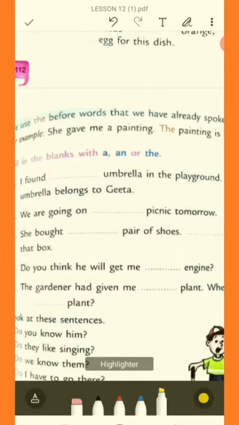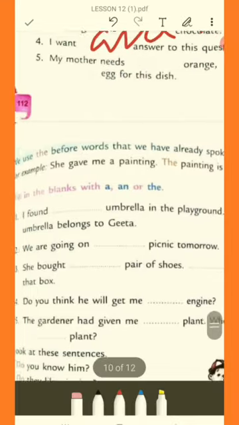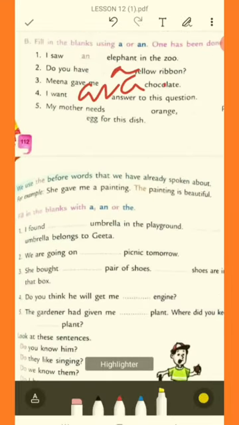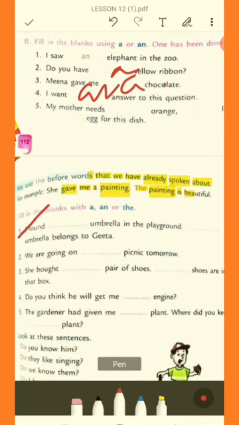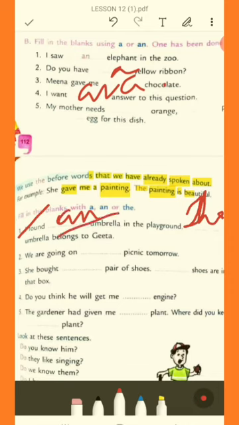See, we use the. Important point here as well. We use the before words that we have already spoken about. Example, she gave me a painting. The painting is beautiful. So the is used with a word that we have already spoken about. Okay, so let's fill in the blank with a, an, or the. I found an umbrella in the playground. The umbrella belongs to Geeta. In the first case, I have said an, but now it is that particular umbrella. It belongs to Geeta. Right.